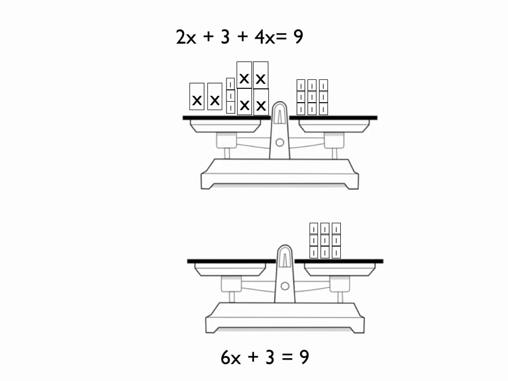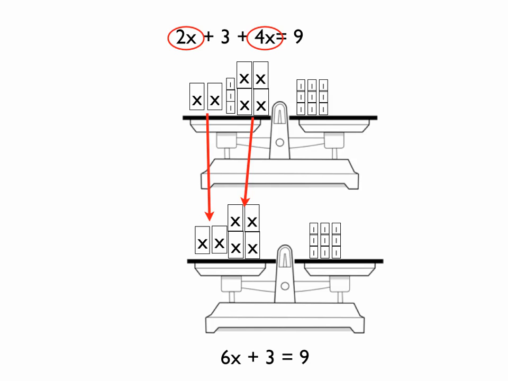Well, here's our scale that we had built before. Notice that we have on the left-hand side a 2x and a 4x. We have a whole bunch of x's. We can rearrange the things on the left-hand side of our scale without unbalancing it. So I could take the 2x and put them right next to the 4x. When I do that, I see that altogether I have 6 x's. I've combined my like terms.